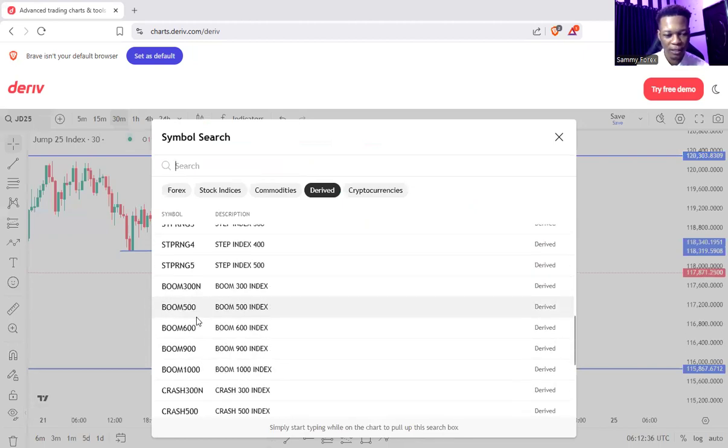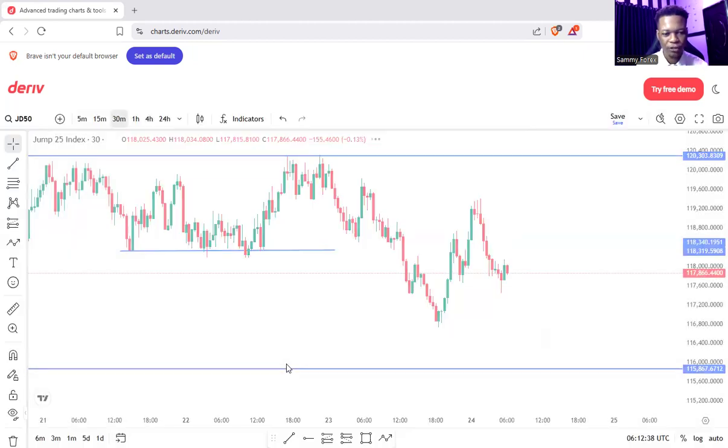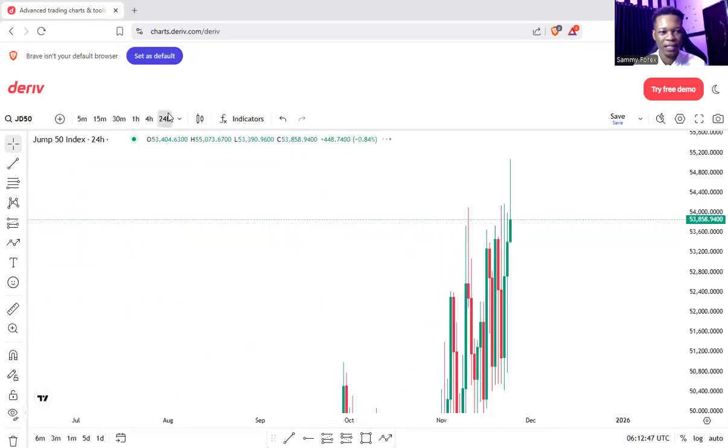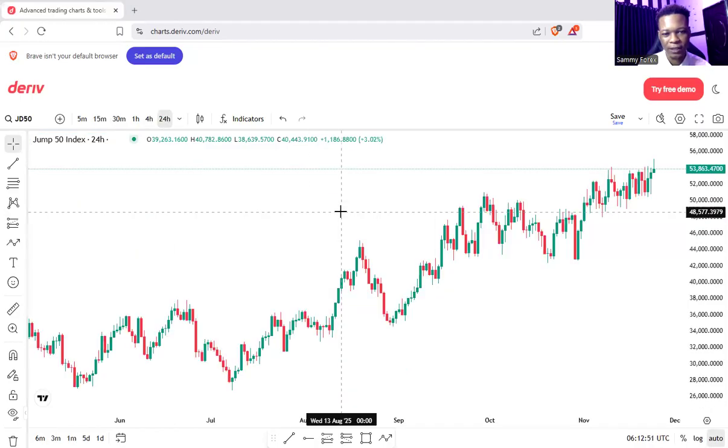Let's drop lower. Let's look at the next, which is Jump 50 Index. Let's look at what Jump 50 Index has for us. All right, let's drop to the higher time frame to see the structure of the market and know where the market is actually heading all the way to.